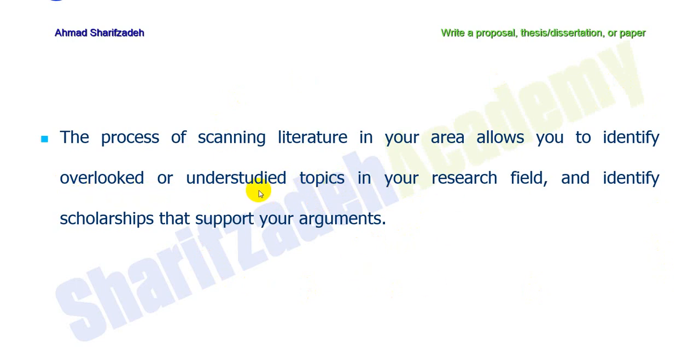Then this is the responsibility of me as a researcher, you as a researcher, to figure out overlooked and understudied topics by thumbing through the present research, the past studies, and identify who actually supports your argument. Which scientists, which researchers are gonna support your arguments. Because when you thumb through the literature, you will find out who has the opposing ideas and who is in agreement with you. Okay?